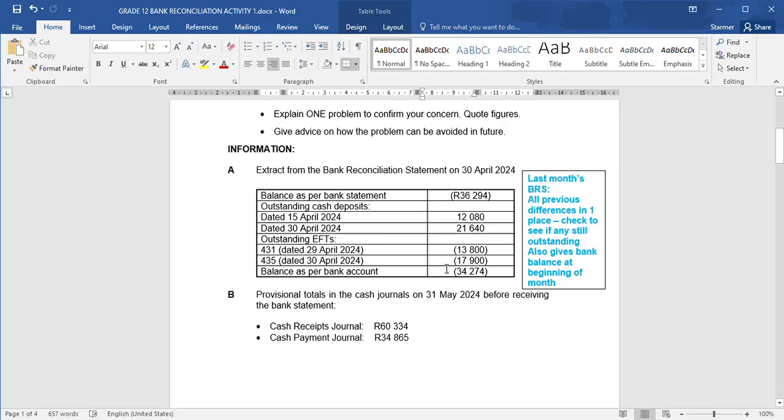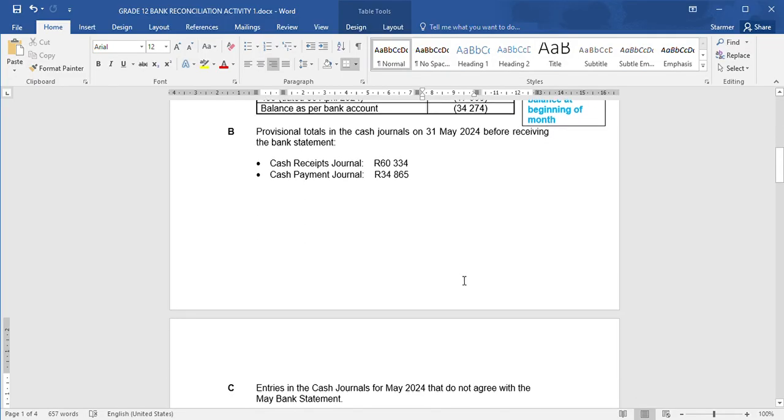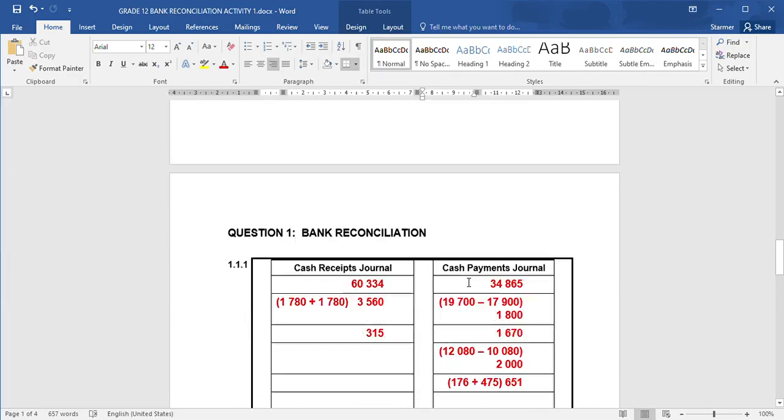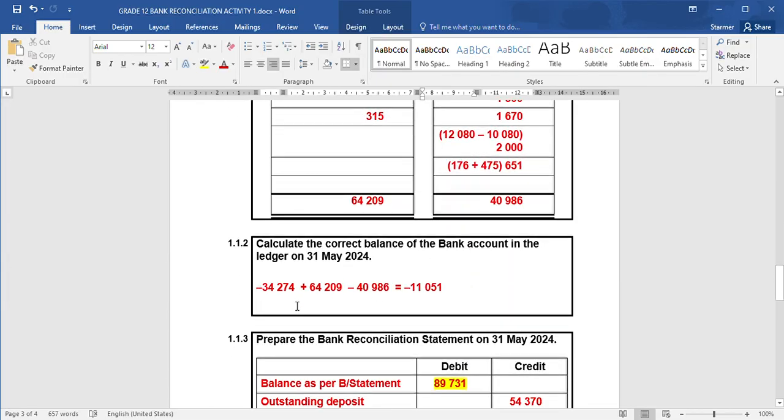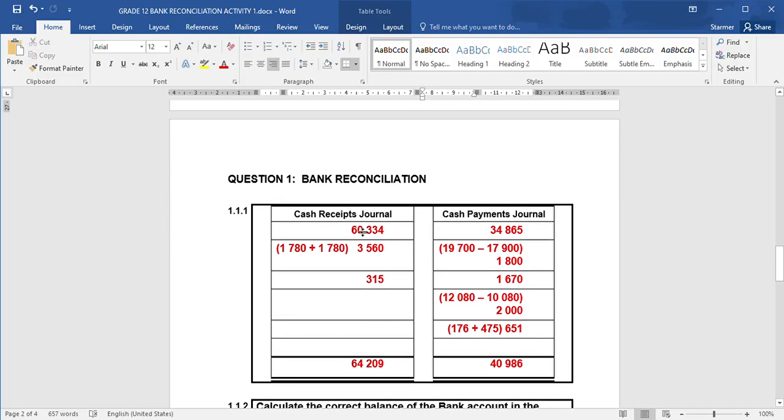The other thing that you take from here is your ledger account balance. Your bank account balance from the ledger, that was at the end of April. So at the end of April, you have a negative balance of 34,274. So you're going to start off with your calculation over here with a negative. The next thing they gave you were your journal totals, which you will record under the relevant headings.